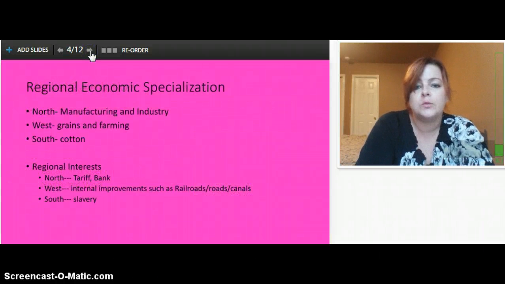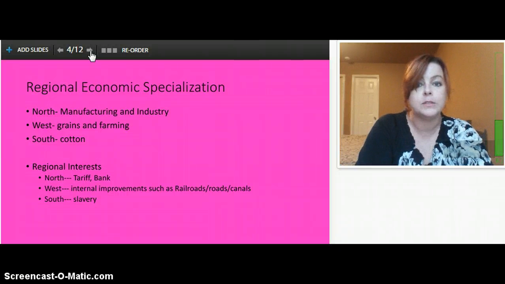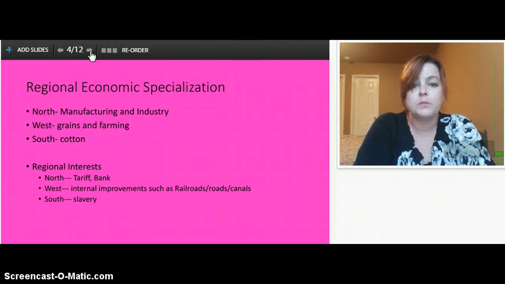Okay, this is going to lead to regional economic specialization. Each part of the country specializes in a different economy, right? The North will be manufacturing and industry, the growth of factories. The West will be grains, farming, and food crops, but without the use of slavery, mainly feeding themselves as well as the Northeasterners who are busy working in the factories. And then the South, of course, this is our era of King Cotton, right? They're mostly going to be growing cotton, also some rice, some sugar, and a little bit of tobacco, but mostly cotton.